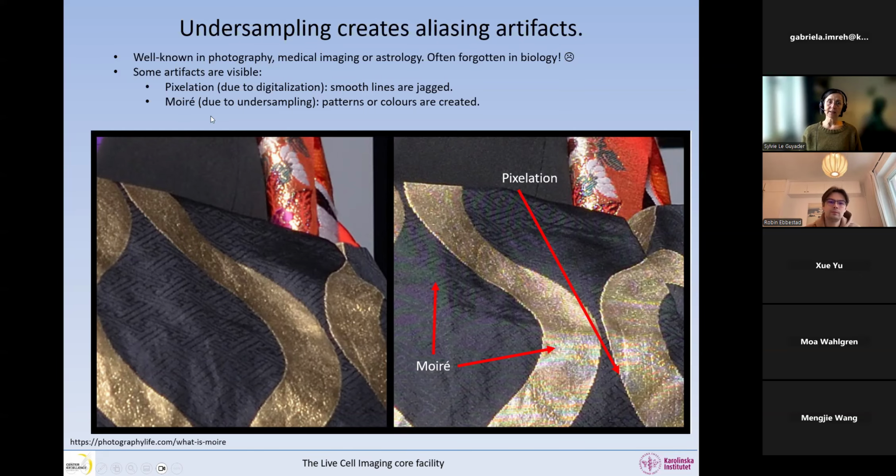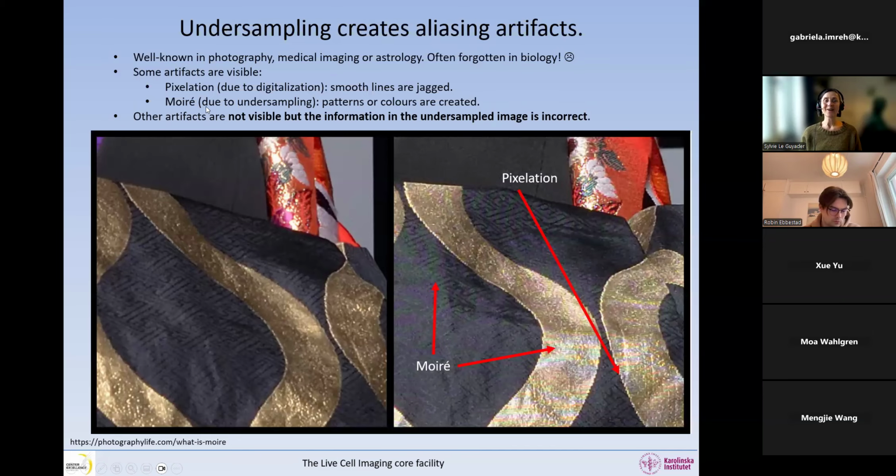And then we get moire as well. Moire is, as you can see in here, due to undersampling. So moire is a pattern or a color that is created in the image and that does not exist normally. So this one is sampled properly, has no moire patterns, but it anyway has pixelation because we basically have discrete points. But the moire patterns disappear when you do not undersample, when you sample properly.